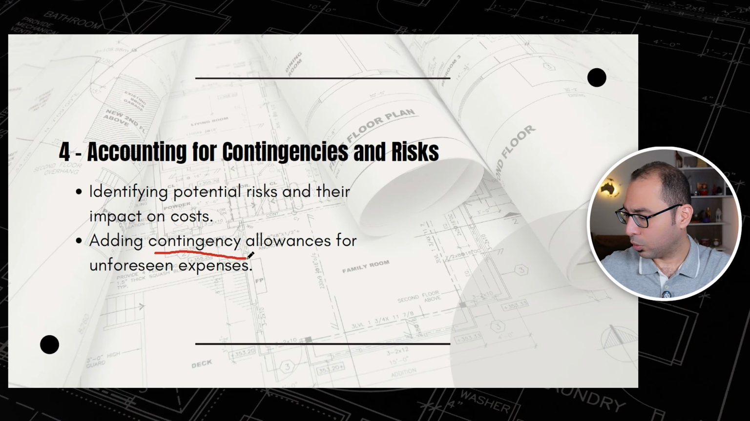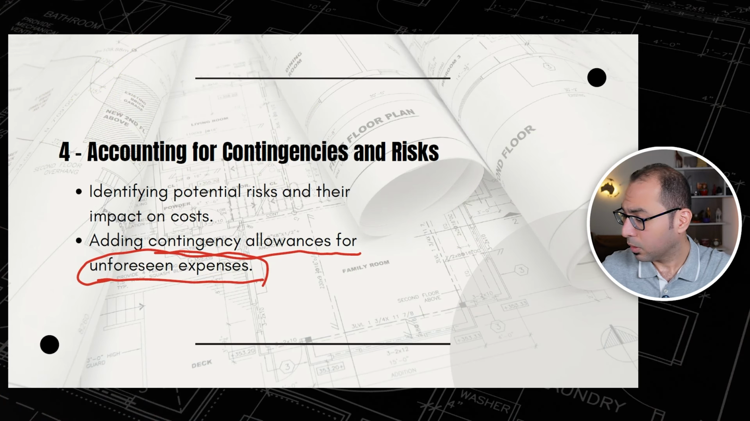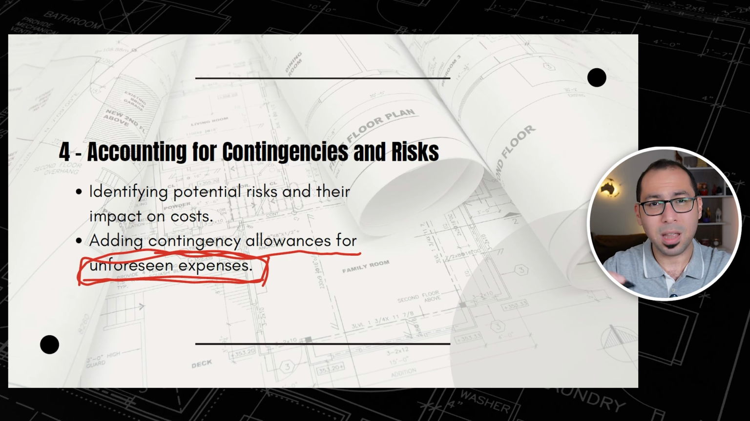And adding contingency allowances for unforeseen expenses. When I say unforeseen expenses, I know that I am going to be spending on something, but I don't know what this thing will be. I know it looks or feels a little funny: I'm going to spend on a scope which I don't know. Yes, because it is unforeseen. You have to allow for unforeseen events or unforeseen expenses.